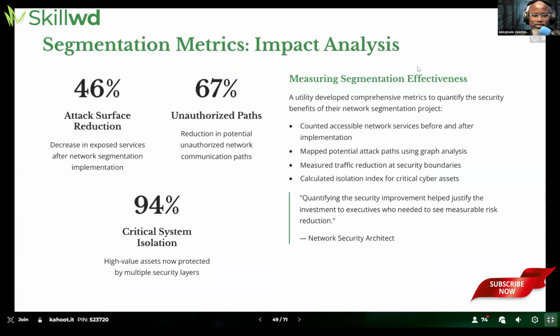Segmentation is a big one. We talk about it. You check the effectiveness of those segmentations. This is just to track that in general.